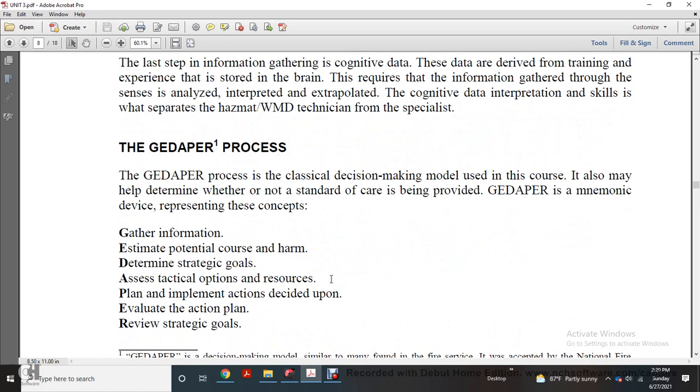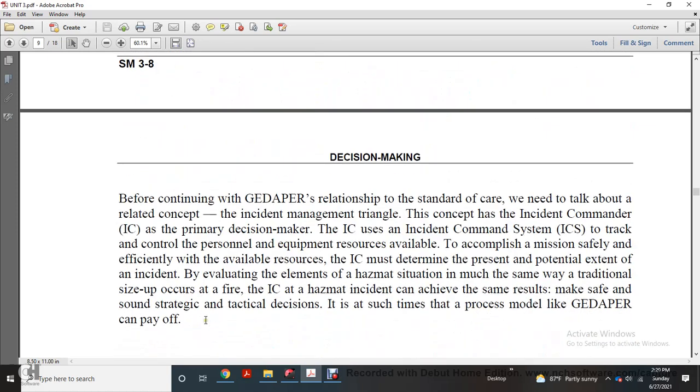The GEDAPR process, a classic decision-making model, may help to determine whether or not standard care is being provided. GEDAPR is a mnemonic device representing the concept: gather information, estimate potential causes of harm, determine strategic goals, assess tactical options and resource plan, implement action, decide upon, evaluate the action plan, and review strategic goals for continuing.